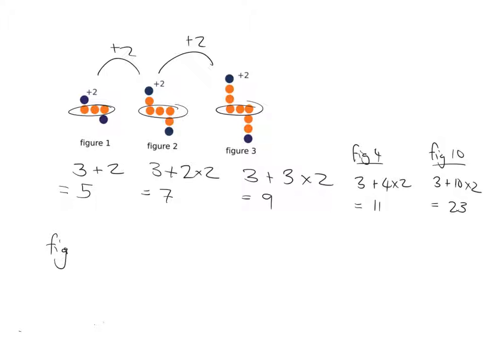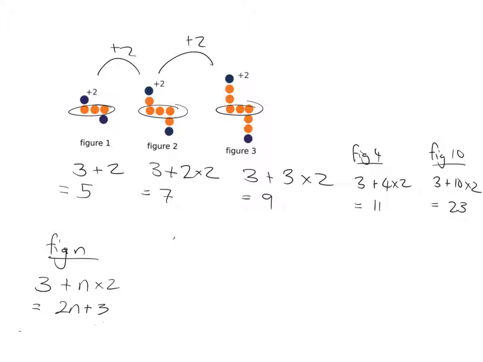If we wanted to get figure n, well, we're just following that pattern, right? You've got the 3 in the center, and now you'll have n lots of 2 dots, which we can write nicely as 2n plus 3. And now once we've got that formula 2n plus 3, which tells you the number of dots in any figure, we can go and use that.